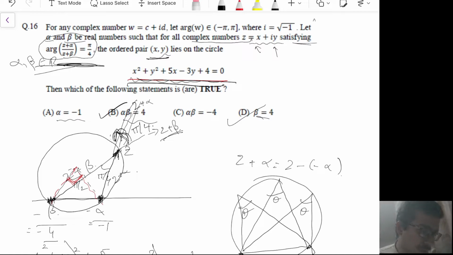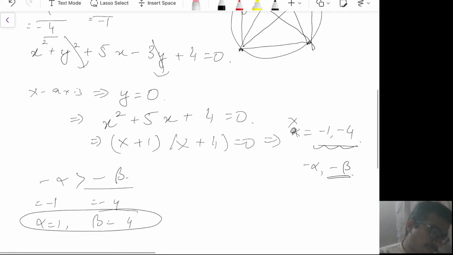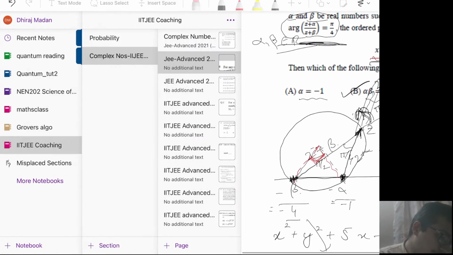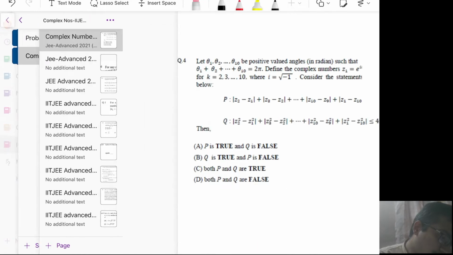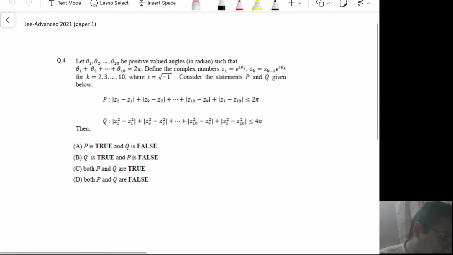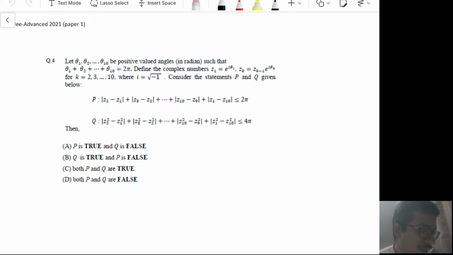So let's move ahead to the next problem. So let's see another problem. This also appeared in the year 2021 in paper 1.